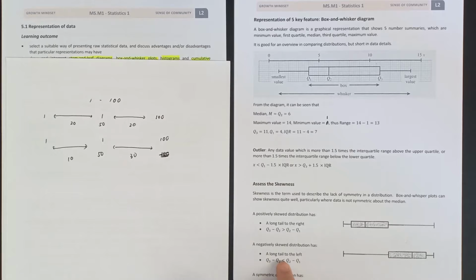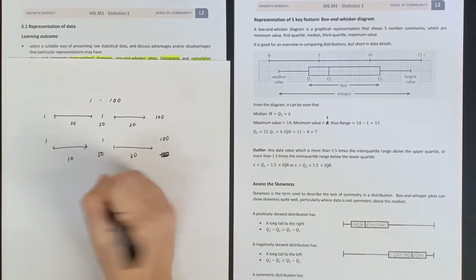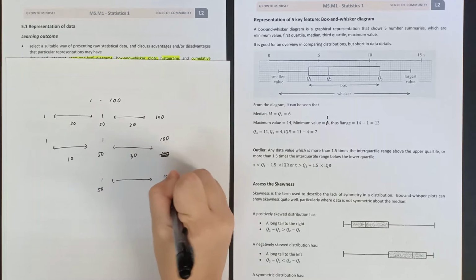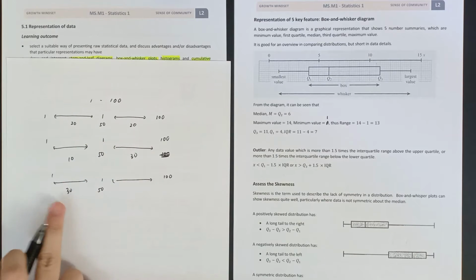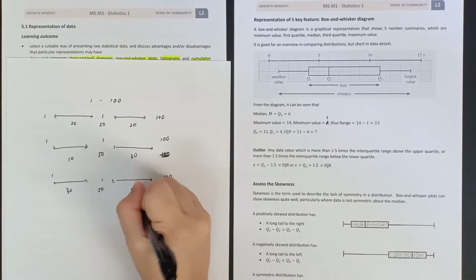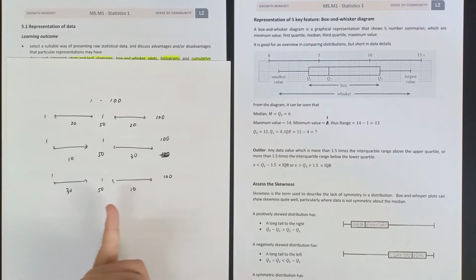Negatively skewed is the opposite of the positive one. For example, if you have 50 here, then this is 100, then this is 1. You have maybe 30 values below your median, and only 10 numbers above. So you can see there's more less-than than more-than. That's why this is negatively skewed. You have a longer tail to the left, and Q3 minus Q1 will be less, so the distance here will be shorter than the distance there.